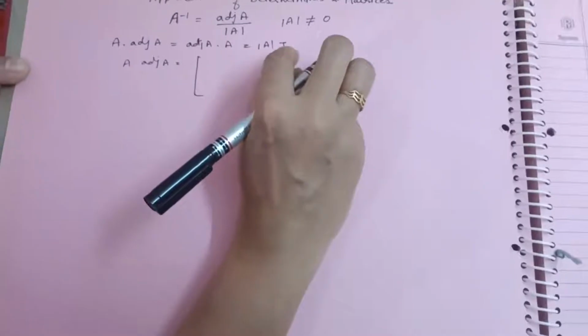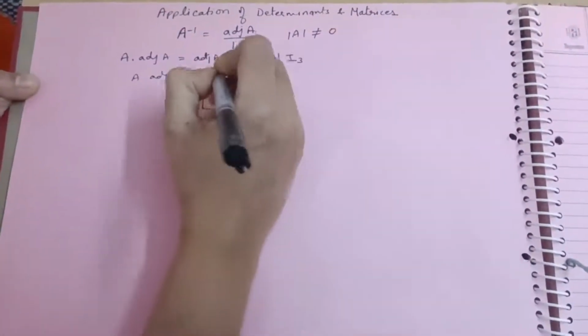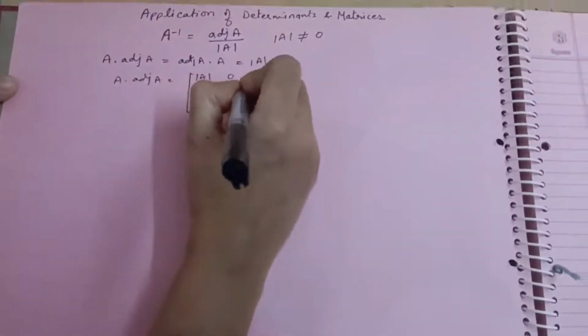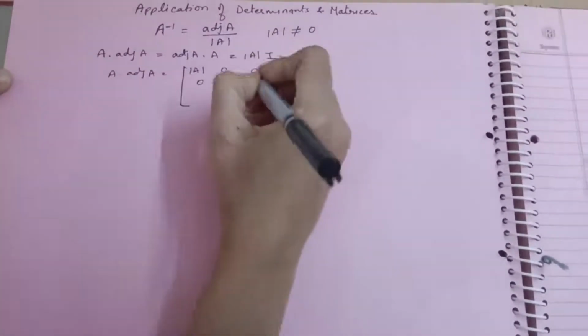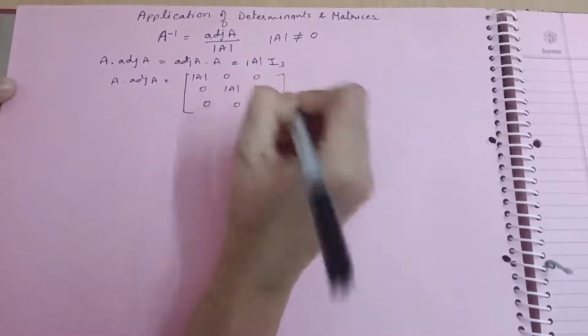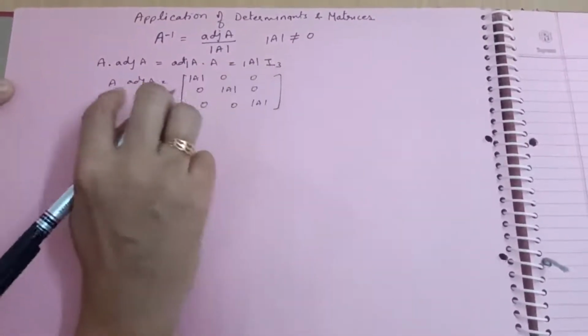Suppose I is an identity matrix of order 3, I3. I am going to multiply determinant A with each element, so the diagonal entries become determinant A and the rest are 0. This is a matrix, this is A times adjoint A.